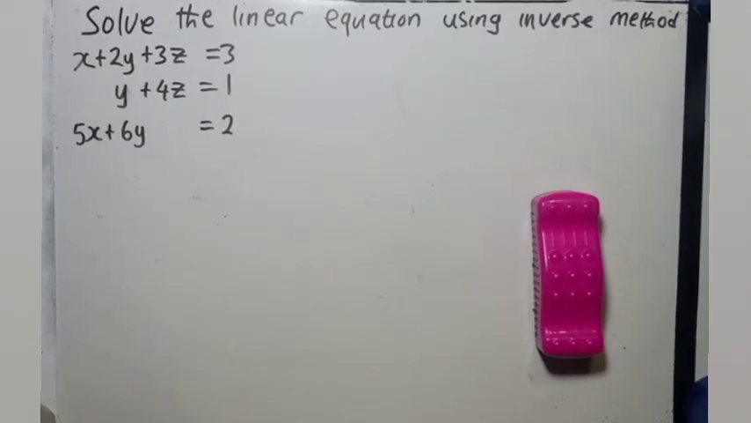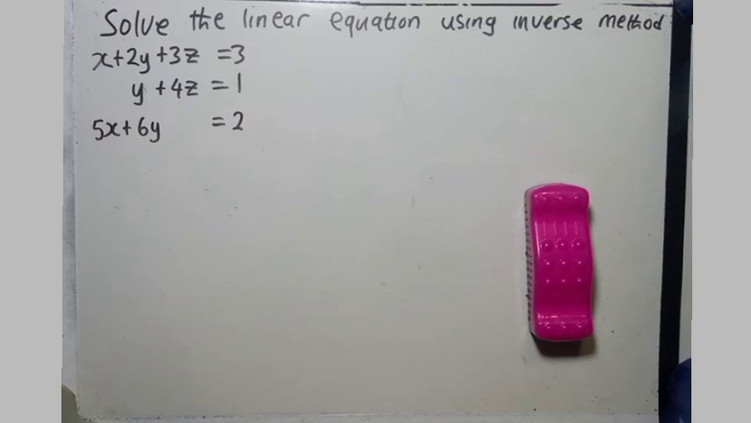Today we'll be looking at the inverse method we'll be using to solve the linear equation. Our question says solve the linear equation using the inverse method. x plus 2y plus 3z is equal to 3. y plus 4z is equal to 1. 5x plus 6y is equal to 2.